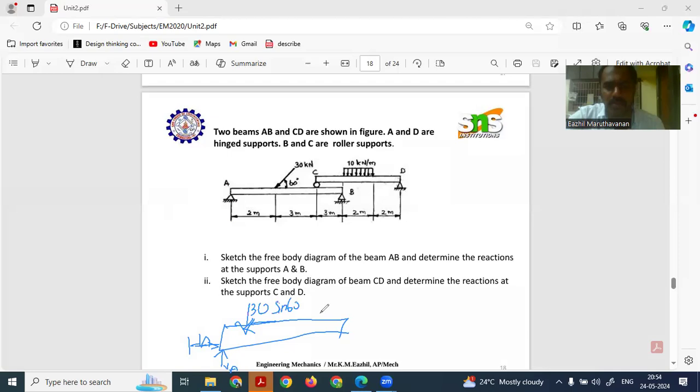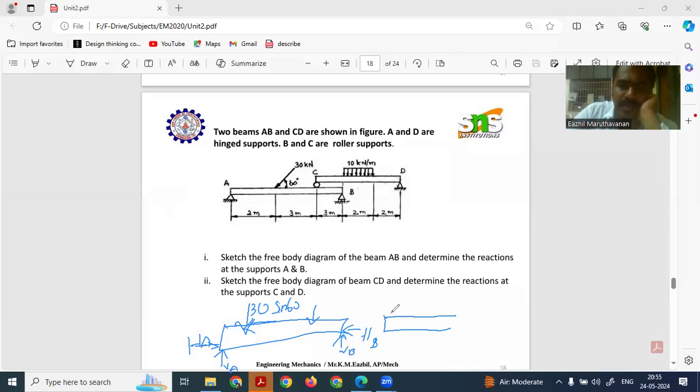And here is a roller support. We have to consider that this roller support acts in the downward direction. For a roller support, there is only one reaction force, perpendicular to the support. Here, once again, is a hinged support. We are assuming VB in the upward direction and HB to the left side. These are our assumptions.